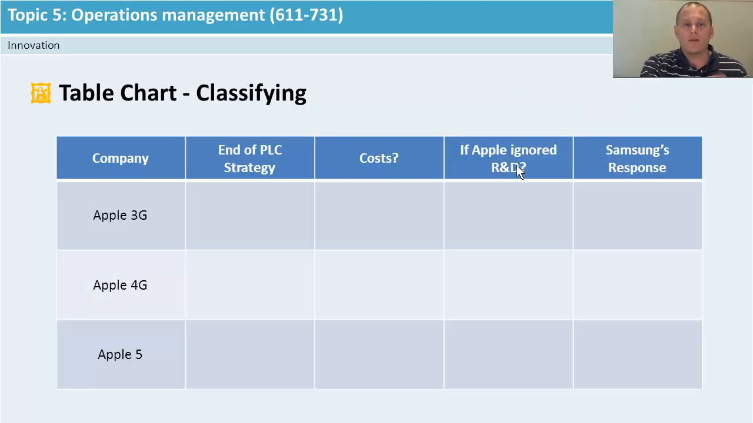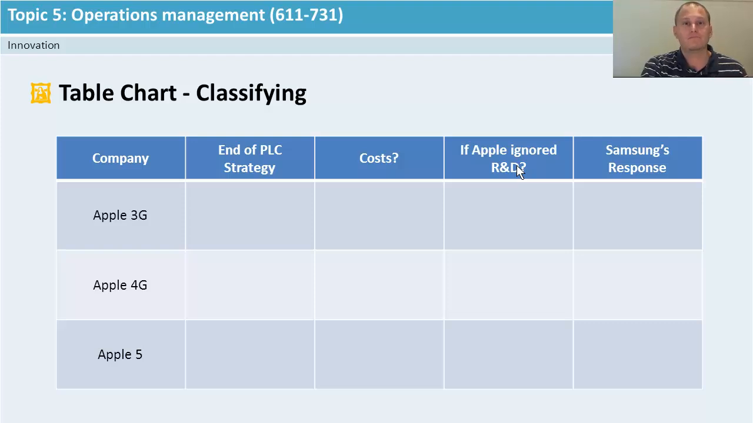Alright, have a look on here going through the different Apples from the 3G, the 4G, and the 5. What do you think one of the quick strategies they could have done? What do you think the costs of doing this may have been? What would happen if Apple ignored this? And what do you think Samsung's response was as a result of them doing this strong R&D? So it's just a way to get your brain to click through and have a look. Feel free to pause it now and have a go on your touch screen or your pad, and we'll go through it.